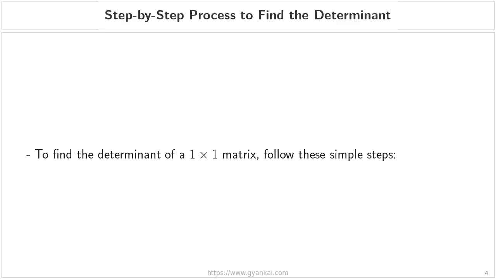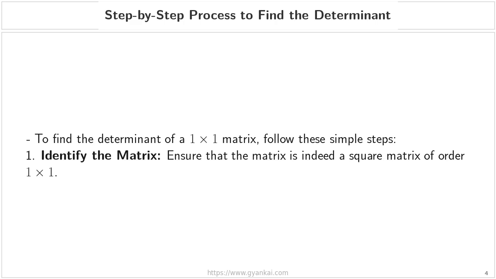Step-by-step process to find the determinant. Now that we have established the rule that the determinant is simply the value of the single element itself, let's break this down into a clear, step-by-step process so you can approach any problem with confidence. First, you need to identify the matrix. Before you start any calculations, take a moment to verify that you are actually dealing with a square matrix of order 1-by-1. This means you should see only one row and one column.